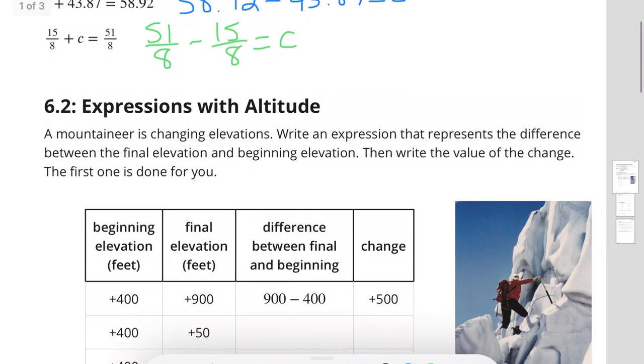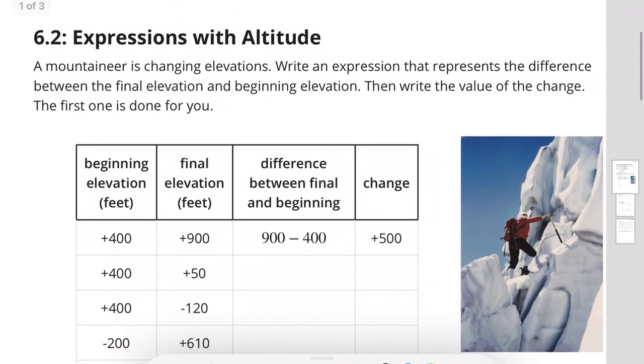On 6.2, expressions with altitude. This is similar to a lesson we've done previously with the mountaineer. It says that a mountaineer is changing elevations. Write an expression that represents the difference between the final elevation and beginning elevation. Then write the value of the change. It's important to know that difference tells me I'm going to be subtracting.